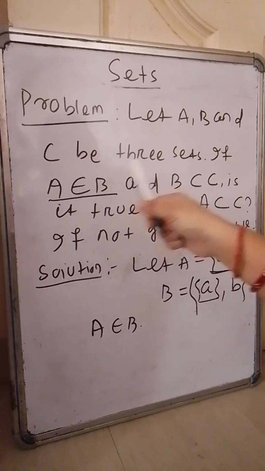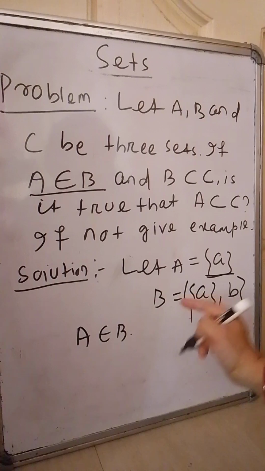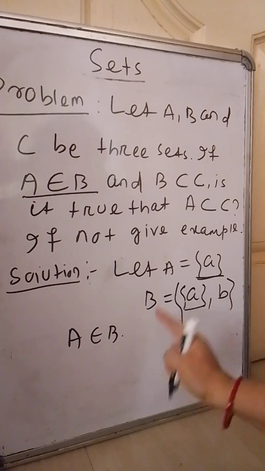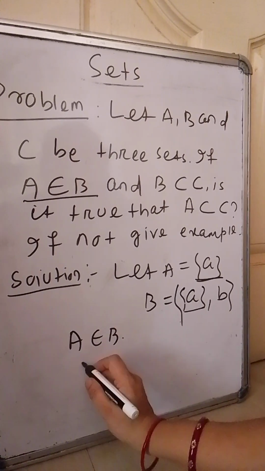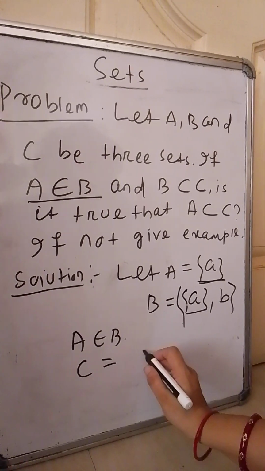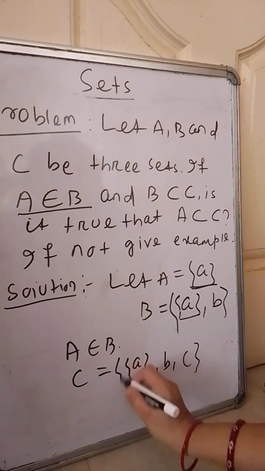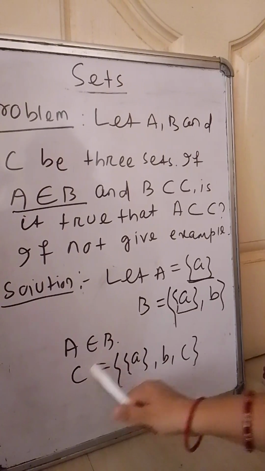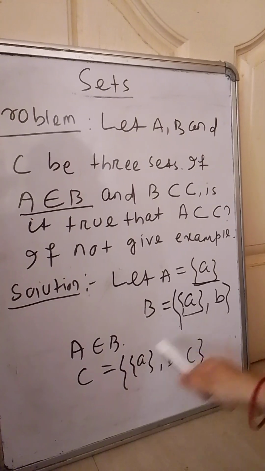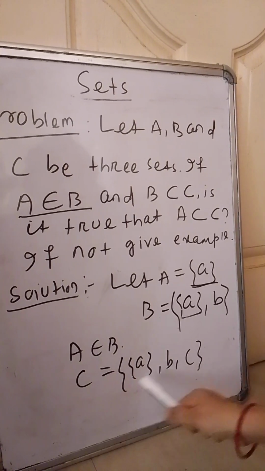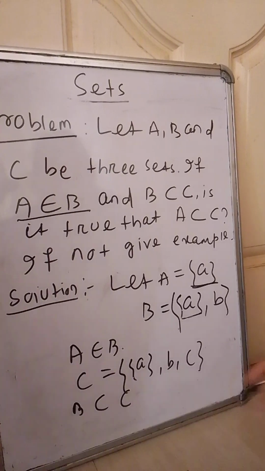Next, in the question it is given that B is a subset of C. So accordingly, since B you have taken, what will be C? So let us take C as follows. Here B is a subset of C, meaning each element of B is an element of C. So as per the question, B is a subset of C.